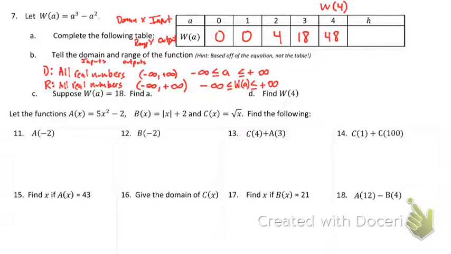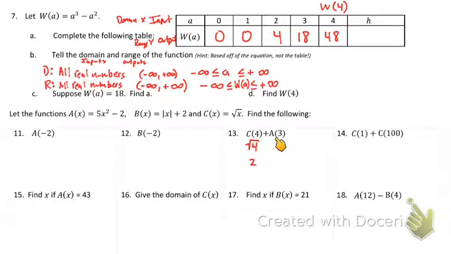So the C function says this. It is radical 4, or square root of 4. This actually gives me 2. Okay? Because remember, square root is what times itself gives me 4. The only number times itself that gives me 4 is 2. I'm using this function right here.